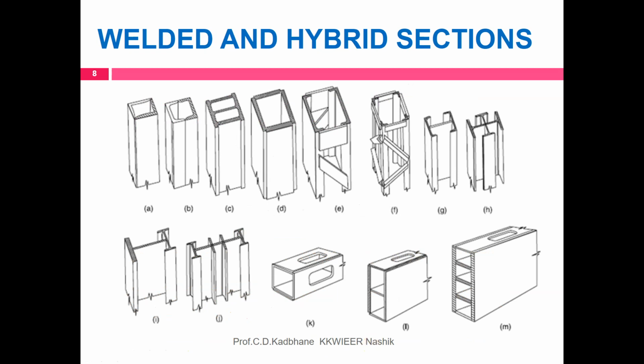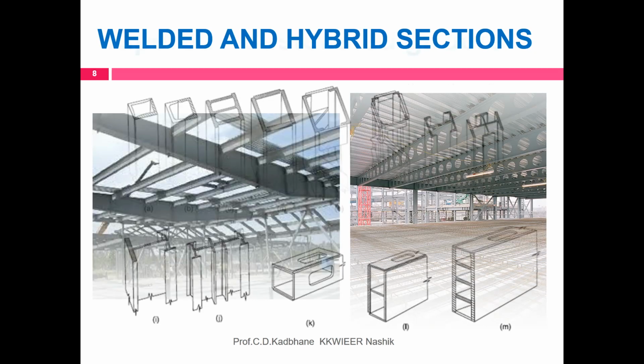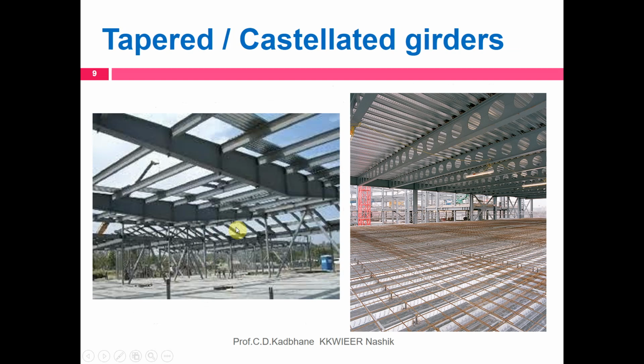Now, by using different sections, one can produce different hybrid sections by combining a variety of sections together as per the requirement, need, as per the choice. So these are the photographs of actual steel structures. See, the first photograph shows you tapered beam sections. These are main beams, tapered beams, and these are secondary beams. These tapered beams have intermediate stiffeners provided to prevent local buckling of the webs.